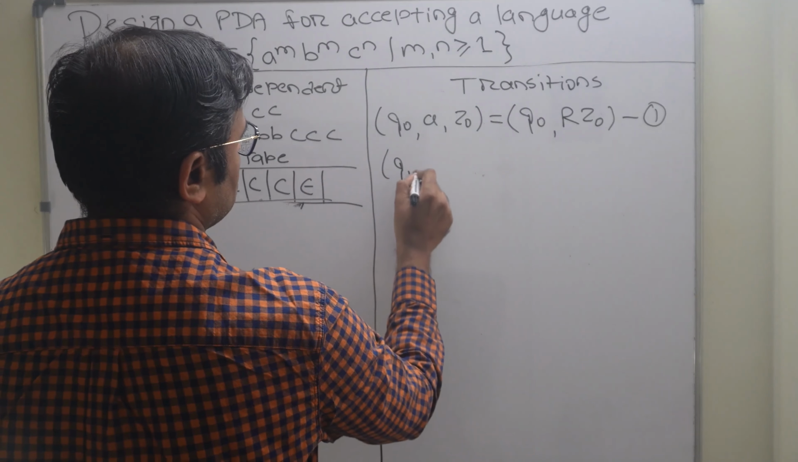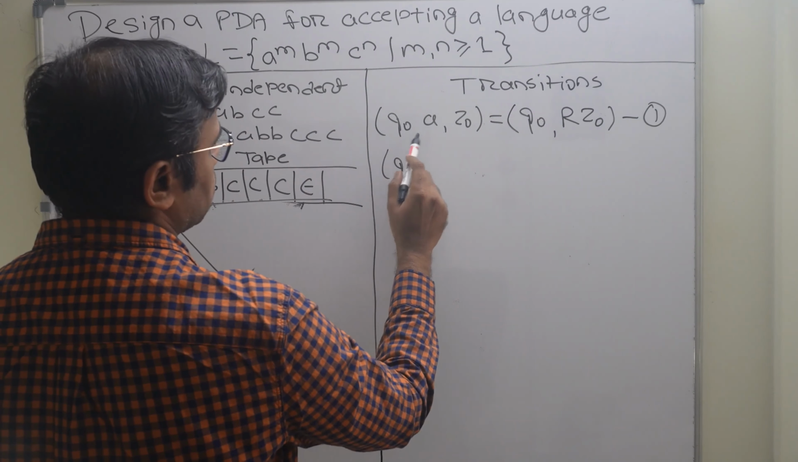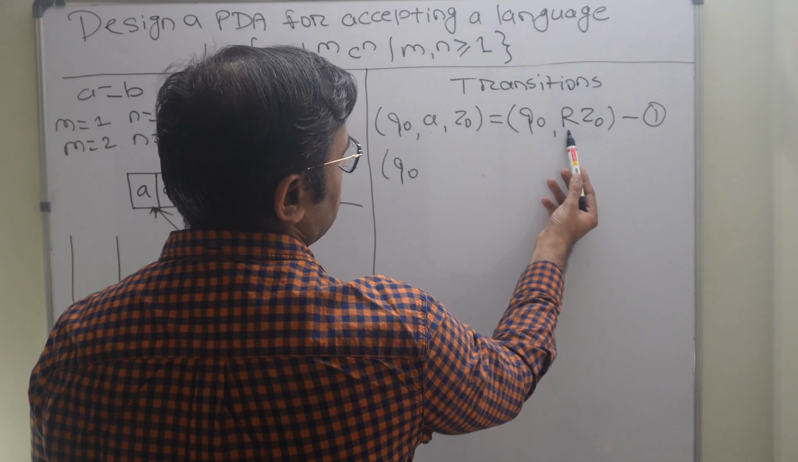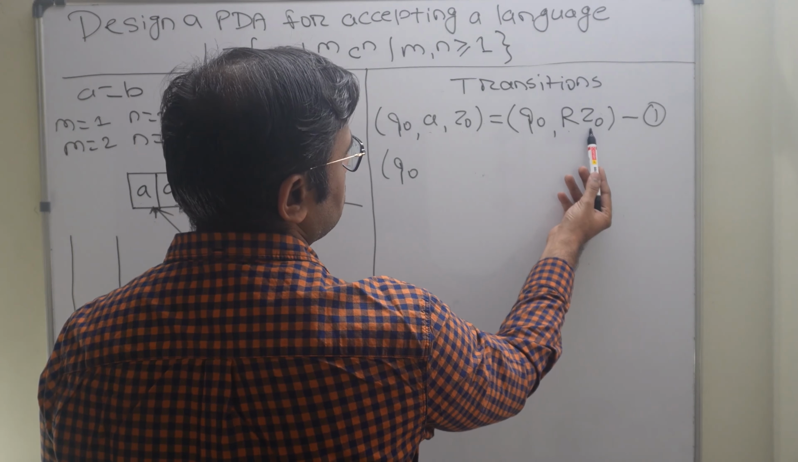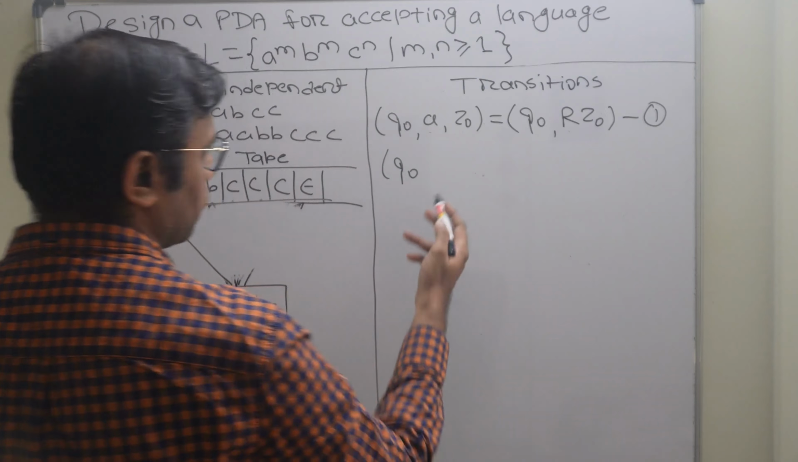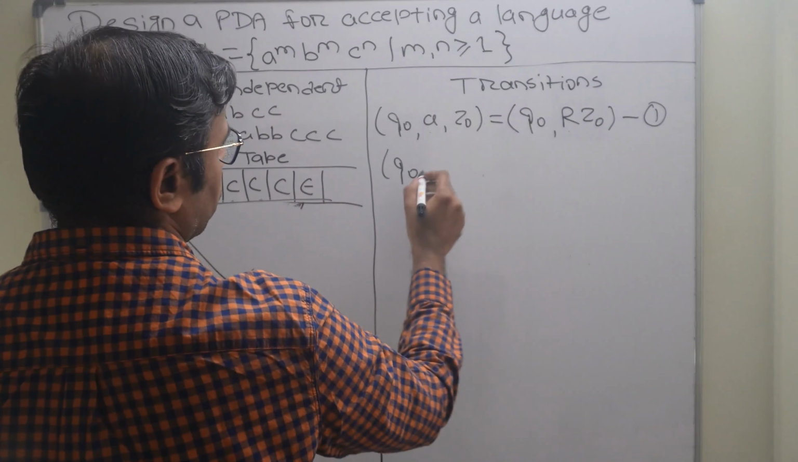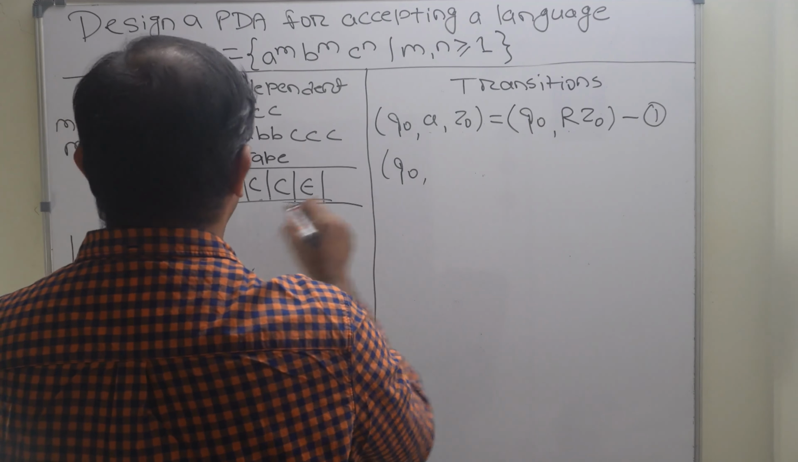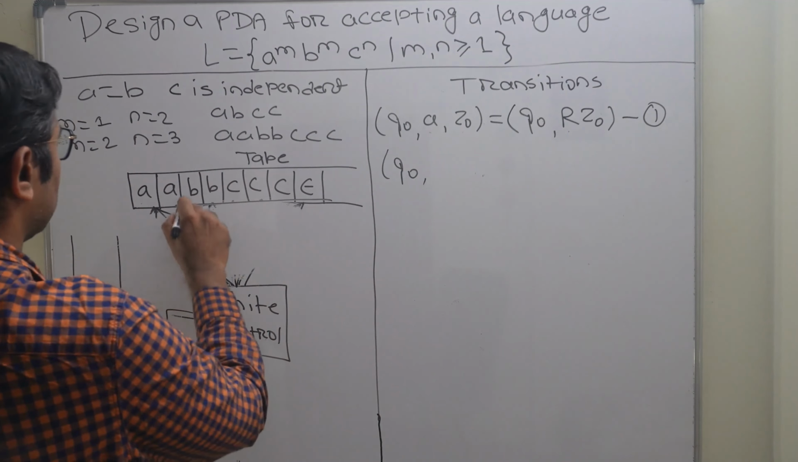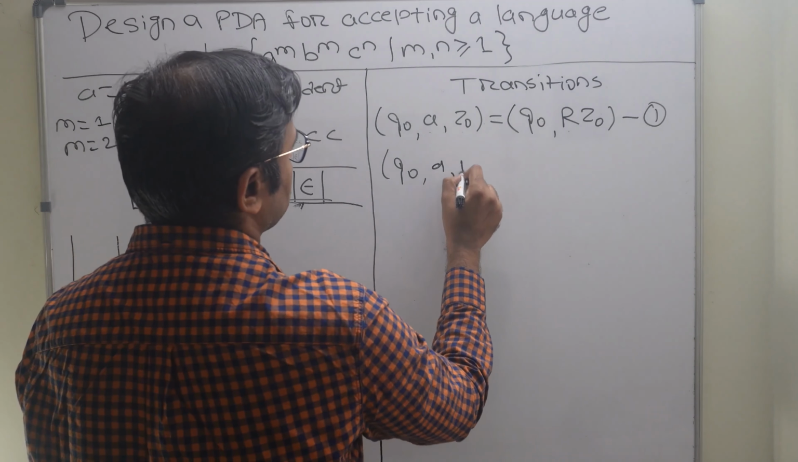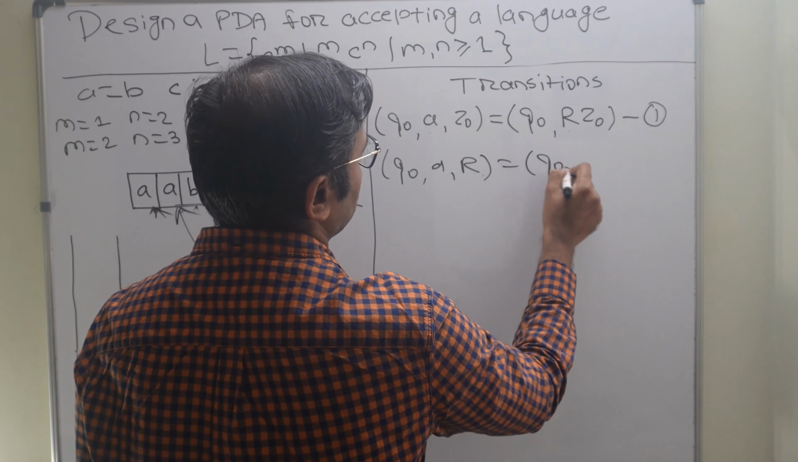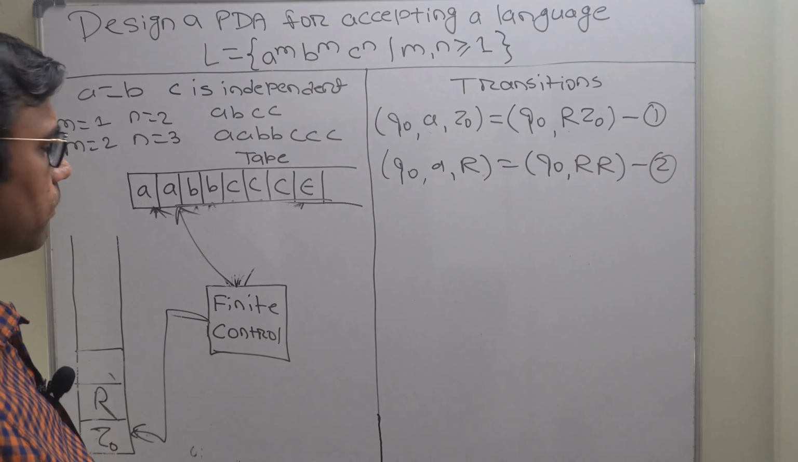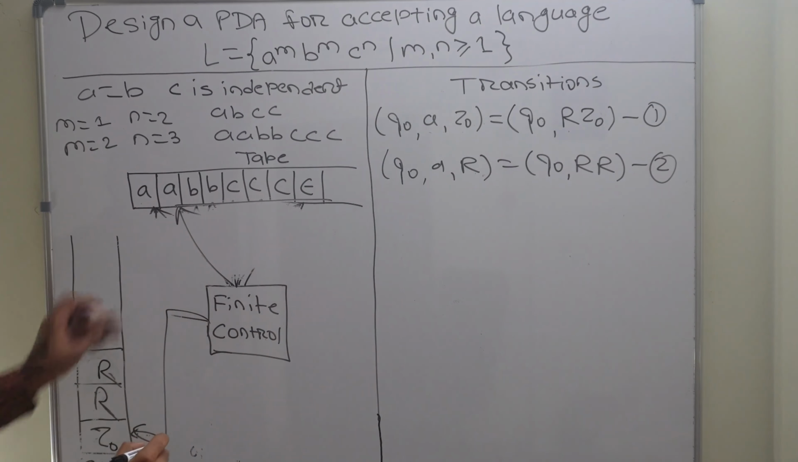This is the current state, this is the input symbol, this is the initial stack symbol, equal to the next state, the stack top symbol, and below it another stack symbol. That is Z0. So Q0 becomes the next state, which becomes the current state here. Again the next input symbol is A, and the stack top is R, equal to Q0 RR. So this is transition or rule number 2. Again the next R will be inserted for A.